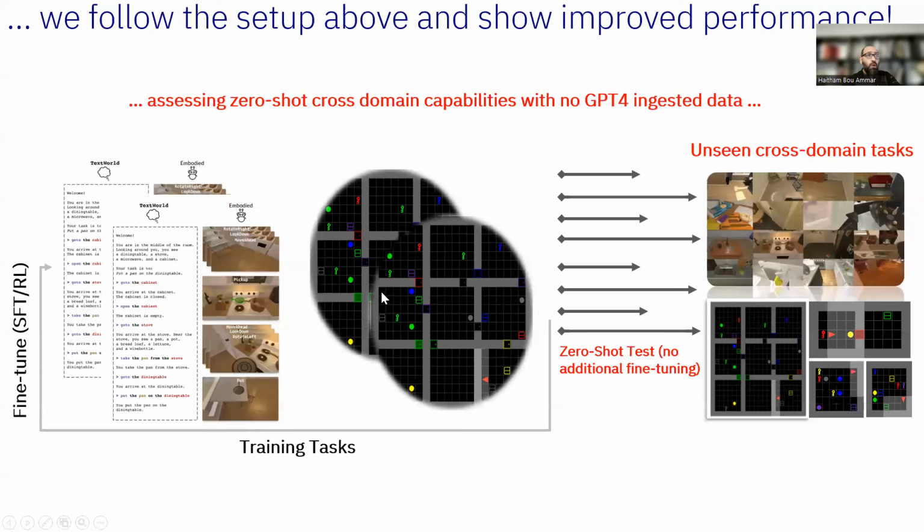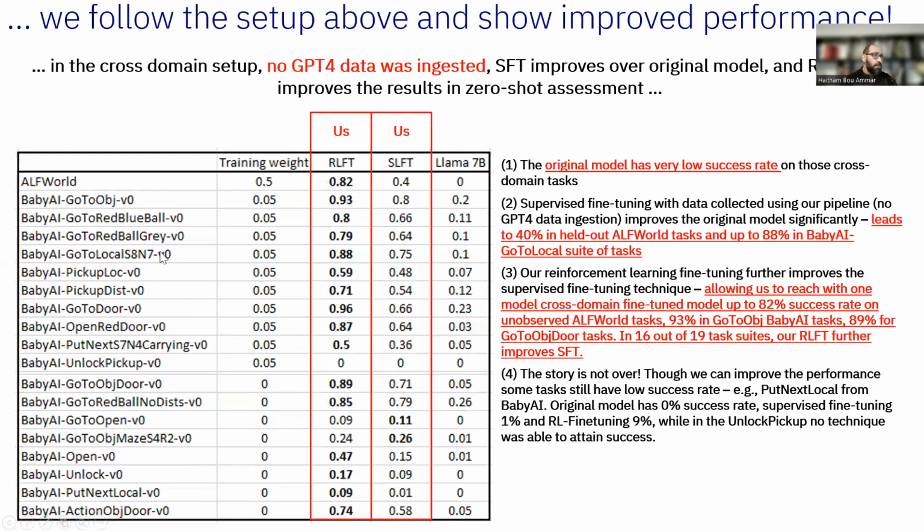And then we can train one model and do a zero-shot test on a combination of the ALFWorld test tasks and also on the BabyAI test tasks. We do a zero-shot test with no additional fine-tuning. And again, these are unseen domains. They're not seen during training. And more importantly, we don't use any GPT-4 data. And then here we can show some of the results.